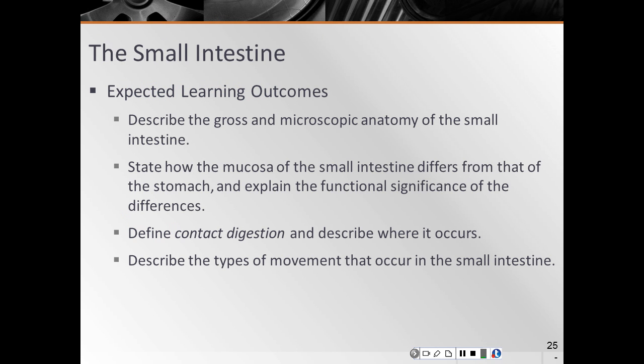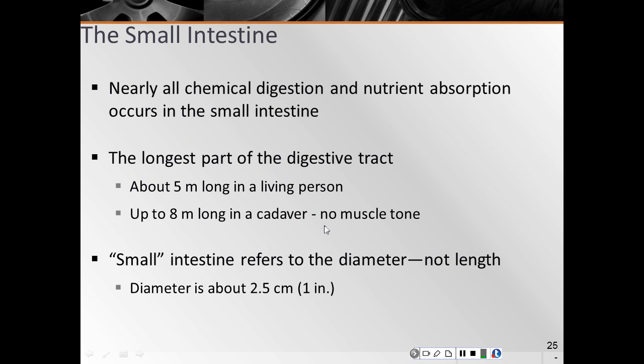Alright, so let's move on to the small intestines. Small intestines, we know it has a number of sections, it has a certain size, but we want to get into, of course, with anatomy, we're going to deal with the structure of it as well. Nearly all chemical digestion and nutrient absorption occur in the small intestines, so called because of its small diameter. It is the longest part of the digestive tract.